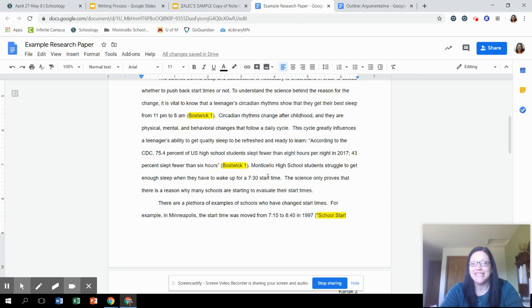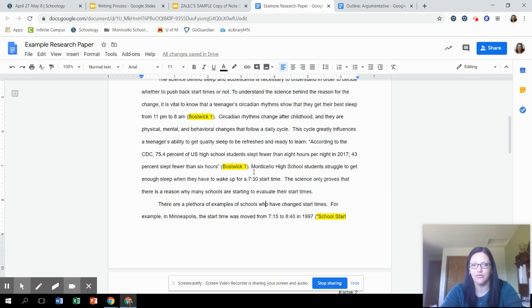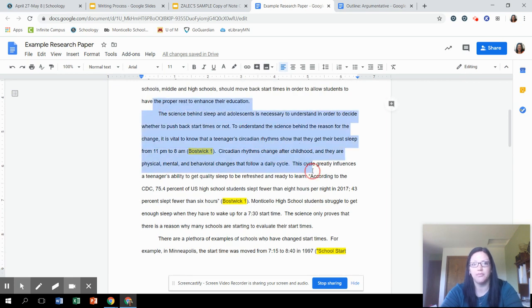So I didn't stop right there. I have a concluding sentence, wrapping up, but also transitioning into my next body paragraph. And so that is something helpful to know. Notice how this is just one paragraph, and I only used 2 note cards, which means I have 2 citations. And that's the easiest thing to do.